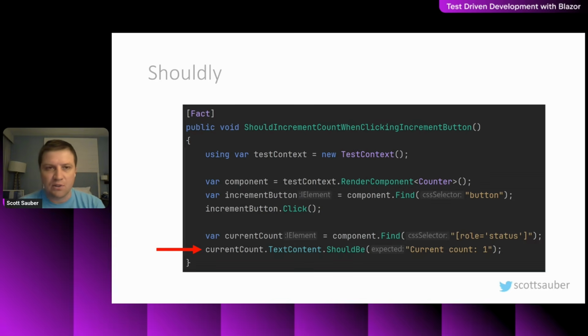I'm not going to die on this hill that you should be using Shouldly, but the XUnit assertions sometimes don't read as clean, because it'll be like Assert.Equal and then you pass in the 2 parameters or something like that. So I personally use Shouldly, but again, I'm not going to die on that hill.